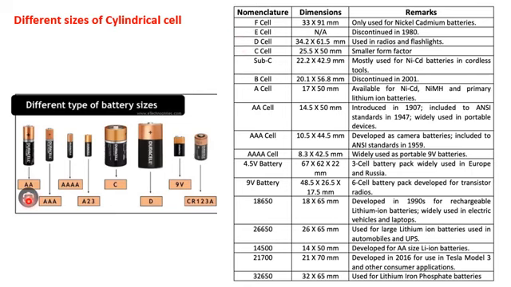If I talk about the double A cell, the dimension is 14.5 by 50 mm. That was first introduced in 1907. These are widely used in portable devices. If I talk about the AAA cell, these batteries are basically used in cameras.